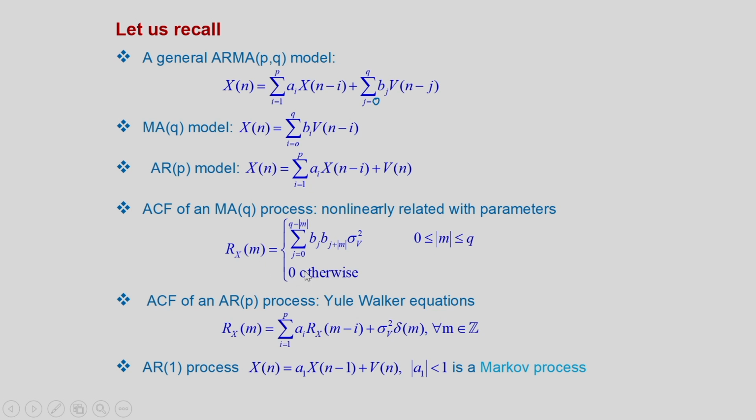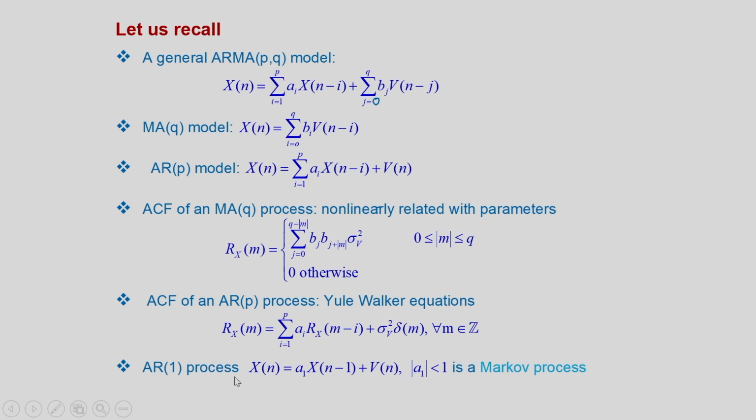The ACF of an AR(p) process is given by the Yule-Walker equations, that is a set of linear equations: Rx[m] is equal to summation i equal to 1 to p of a_i into Rx[m minus i] plus sigma_v square into delta[m]. This is for all integer values of m.